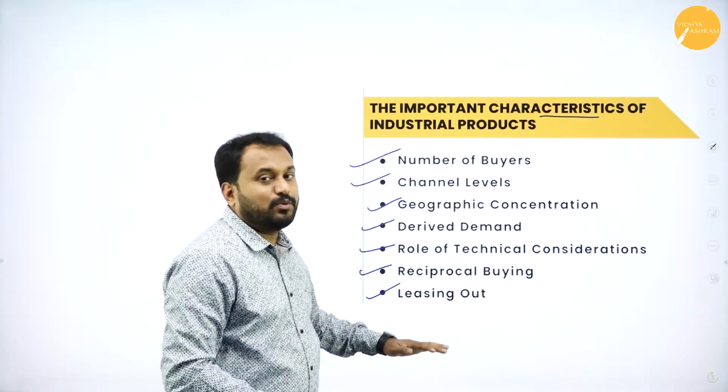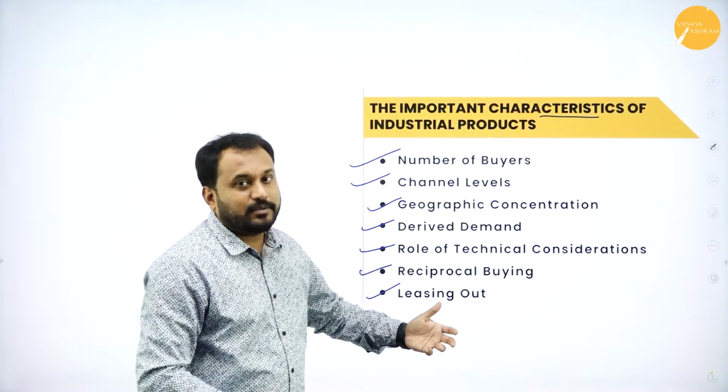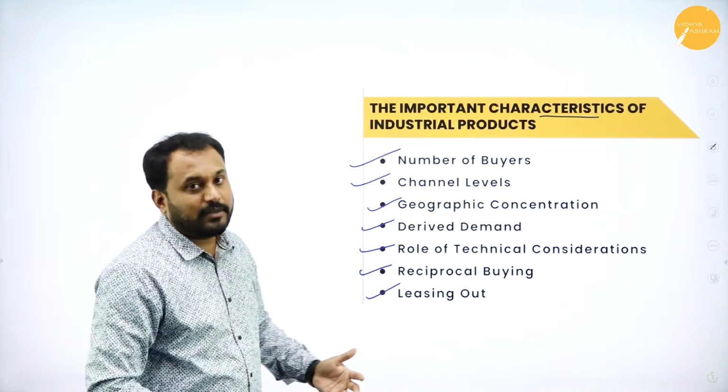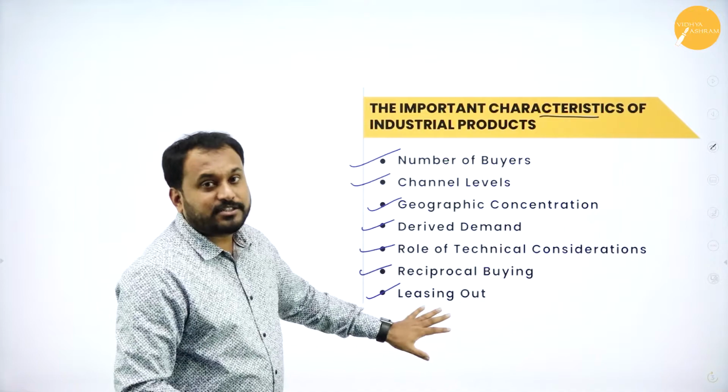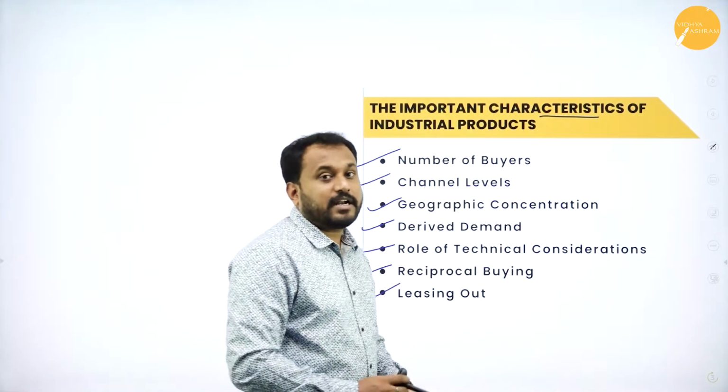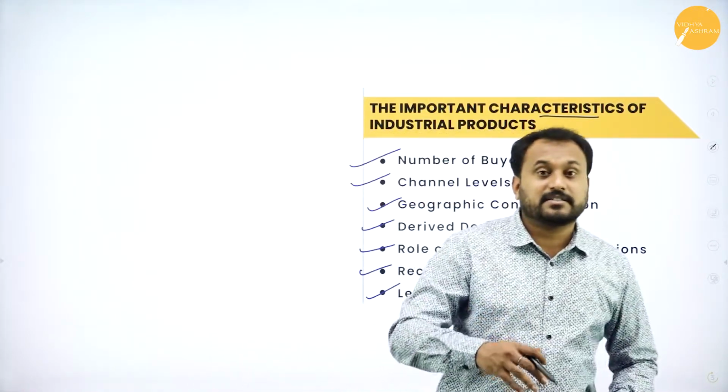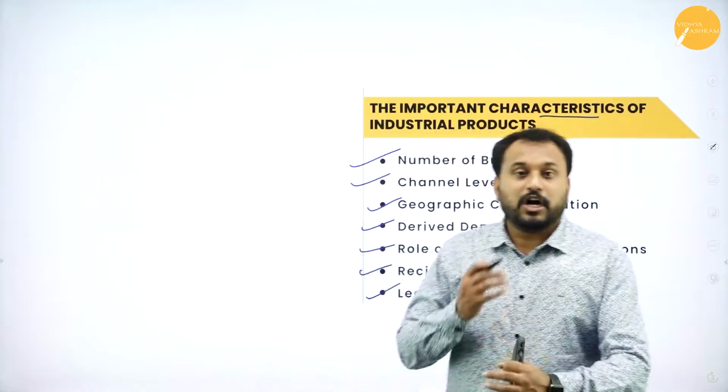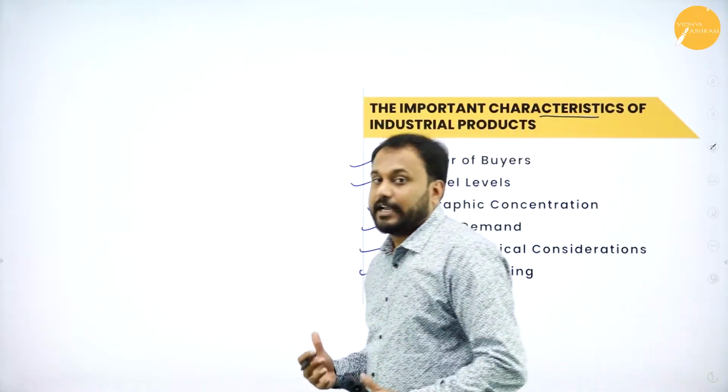One by one we'll see what exactly the product is all about, what exactly the characteristics are all about, and why industrial product in many countries is very cheap, why it is very expensive. All these things we'll understand through marketing concepts.